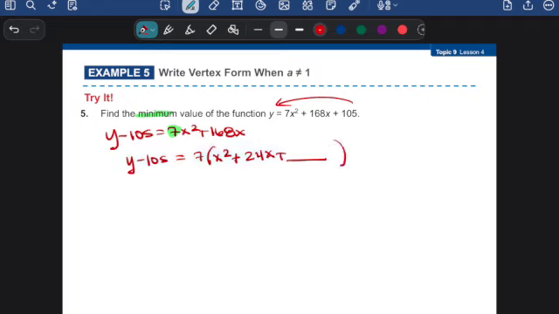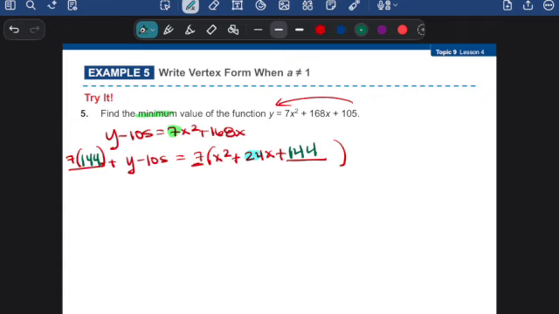So remember, I'm completing the square inside the parentheses. I still have this positive 7 there. So that means whatever I'm adding to this side, I'm going to go ahead and write it 7 times whatever that constant is. I know I'm still multiplying it by 7. My linear term is 24. So 24 divided by 2 is 12. 12 squared is 144. I'm going to add 144 to both sides and also multiply it by 7.